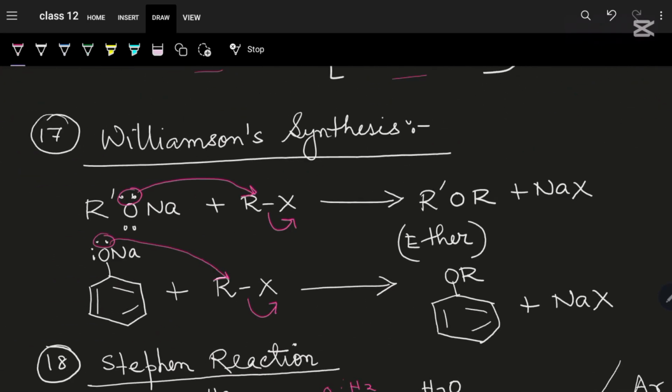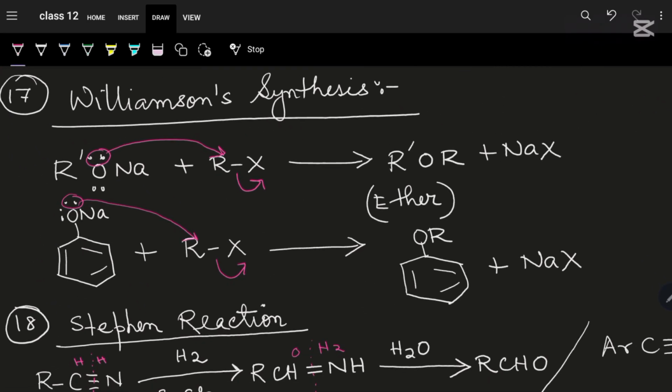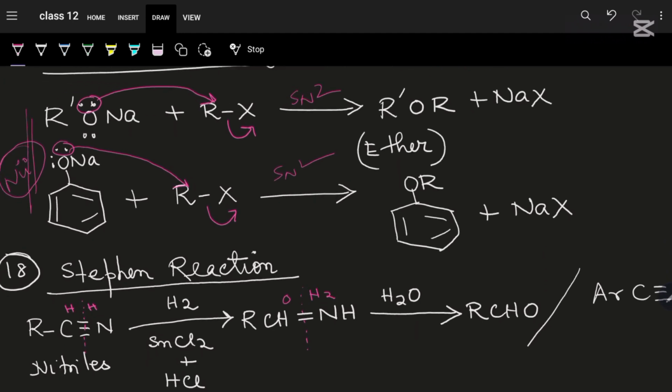Next is Williamson synthesis for the formation of ether. Ether linkage is a carbon-oxygen-carbon linkage. Here you are using sodium phenoxide or sodium alkoxide, which acts as a nucleophile. So it can be alkoxide or phenoxide, but the substrate should be less bulky, so alkyl halide. The reaction is SN2 type, and so you get ether as the product.